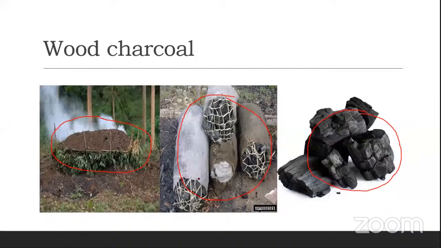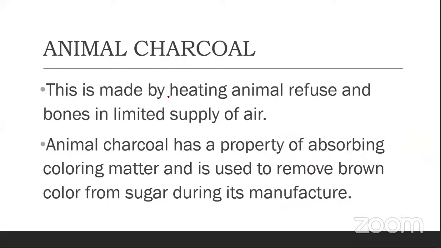This is senior 2, not senior 3. Then we go to animal charcoal. Like I said, this is got from animal refuse, like we can say animal remains, and burns in a limited supply of oxygen. So you get the animal remains or refuse, and then you heat them also in a limited supply of oxygen. It is the same reason, to avoid the bones burning into ash.